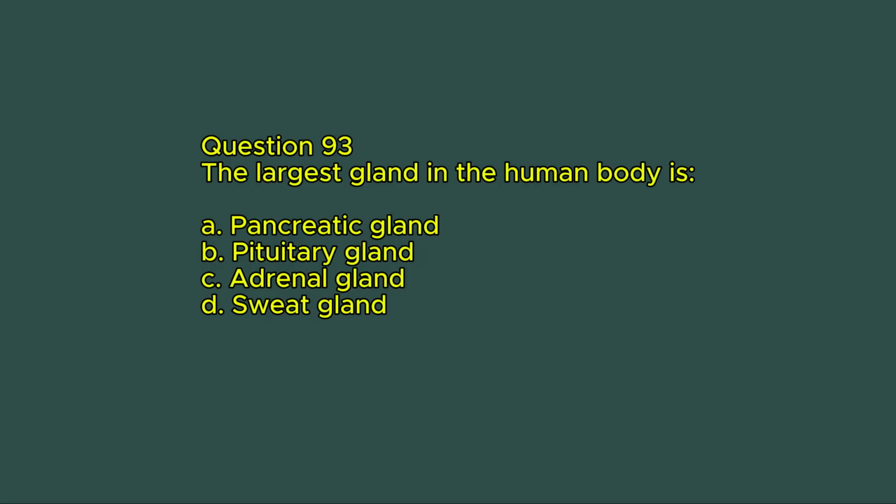Question 93. The largest gland in the human body is: A. Pancreatic gland, pituitary gland, adrenal gland, sweat gland.